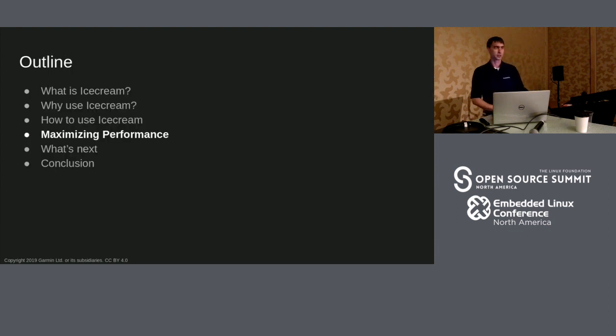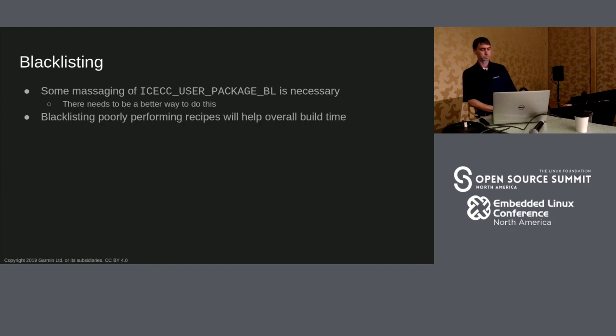So how do you maximize the performance of your cluster? As you've seen, some recipes don't build well with Icecream, and some recipes don't actually build at all with Icecream. You can blacklist these recipes using the ICC user package blacklist. There is a shared system blacklist in ICCBB class, but it doesn't have very much in it, and it needs to be managed better. So for now, you just need to add this in your local.conf to get everything to build. Additionally, in my example tests, I didn't blacklist any recipes that weren't performing well. So one of the better ways to improve performance would be to blacklist some of those recipes that didn't build well.